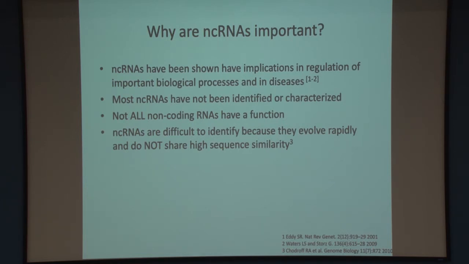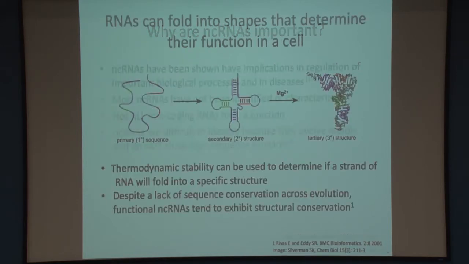And I want to show you an example of how machine learning can be used. So how can you identify functional non-coding RNAs versus ones that aren't functional? Well, RNAs that have a function often fold into shapes that determine their function. If you think of any object like a fork or a spoon, it has a specific shape that determines how it functions. In the same way, RNAs fold into specific shapes in cells that make them have functions.